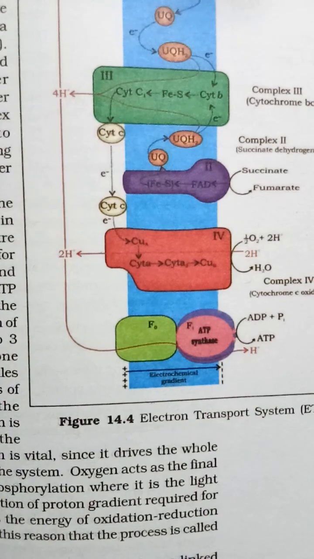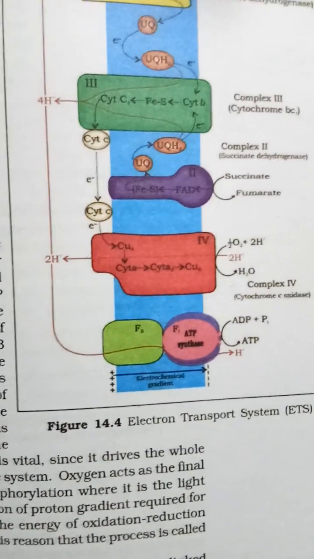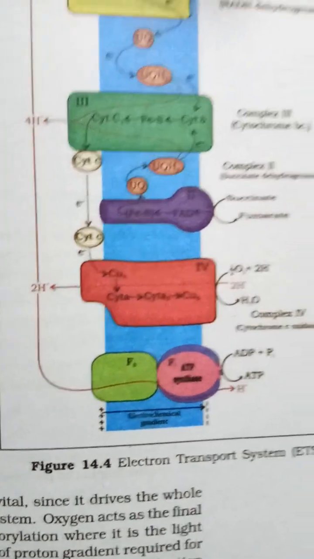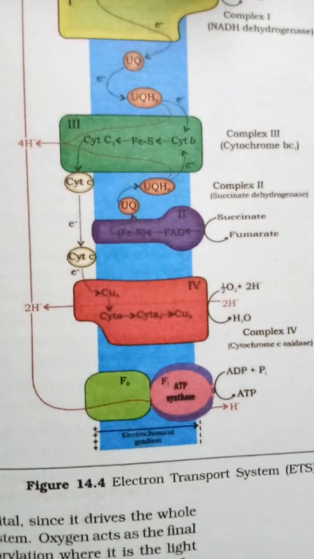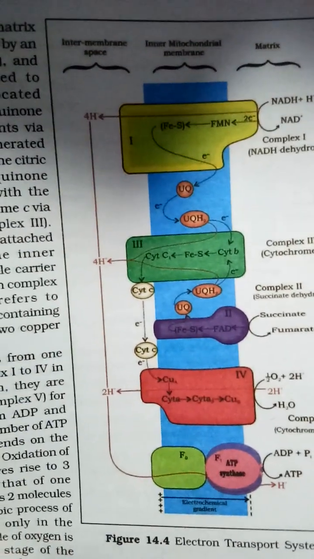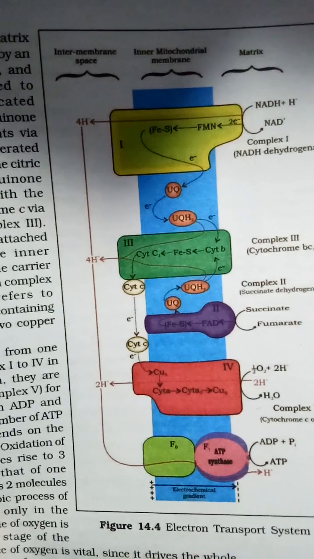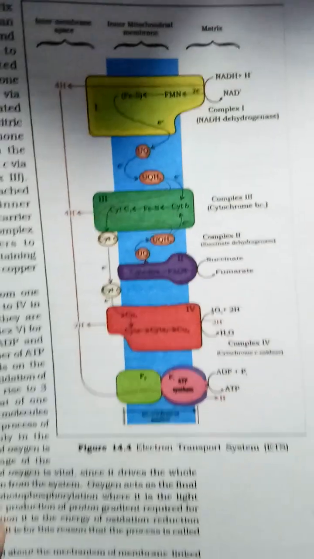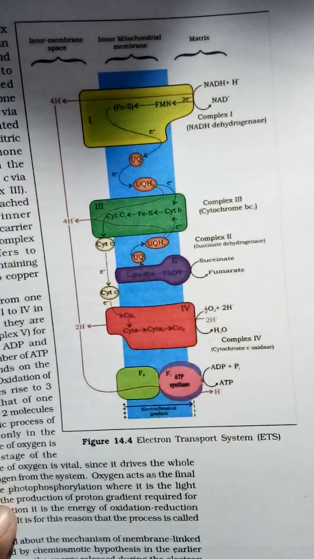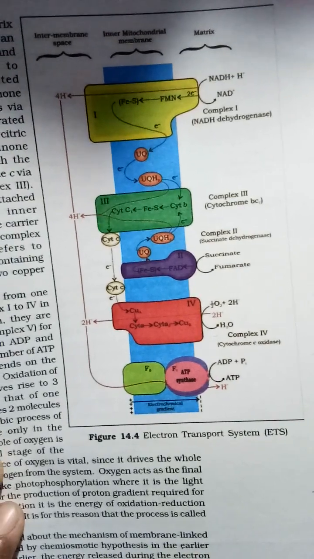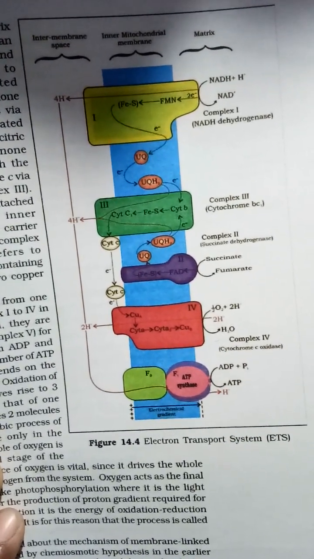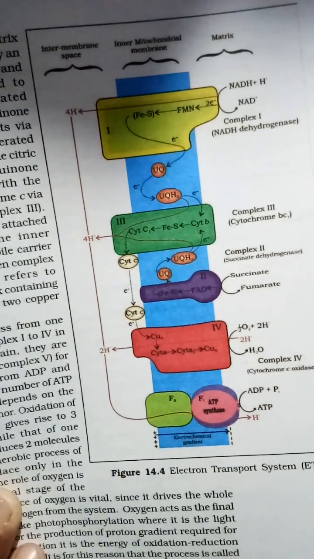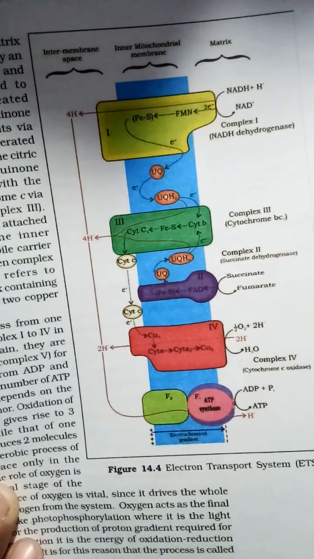Figure 14.4 will provide you the information regarding what I have said, and it is present in the inner mitochondrial membrane. Electrons from NADH produced in the mitochondrial matrix during the citric acid cycle are oxidized by an NADH dehydrogenase complex 1, and electrons are then transferred to ubiquinone located within the inner membrane.